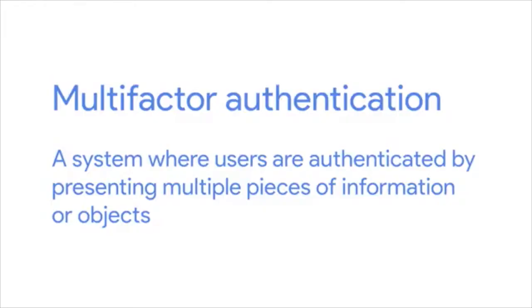Multi-factor authentication is a system where users are authenticated by presenting multiple pieces of information or objects. The many factors that comprise a multi-factor authentication system can be categorized into 3 types: something you know, something you have, and something you are. Ideally, a multi-factor system will incorporate at least 2 of these factors.